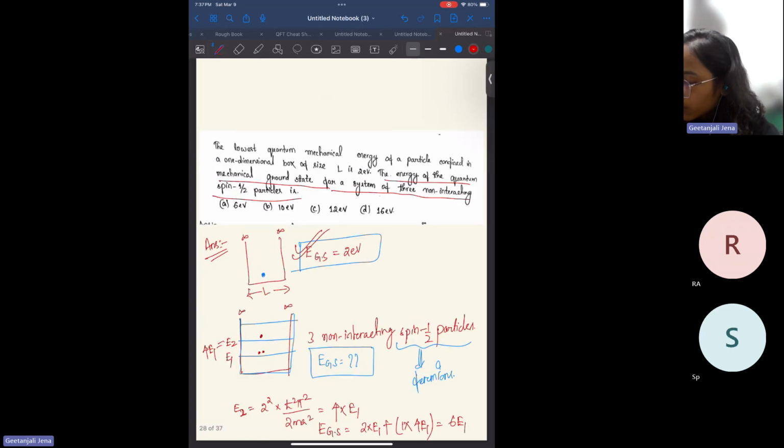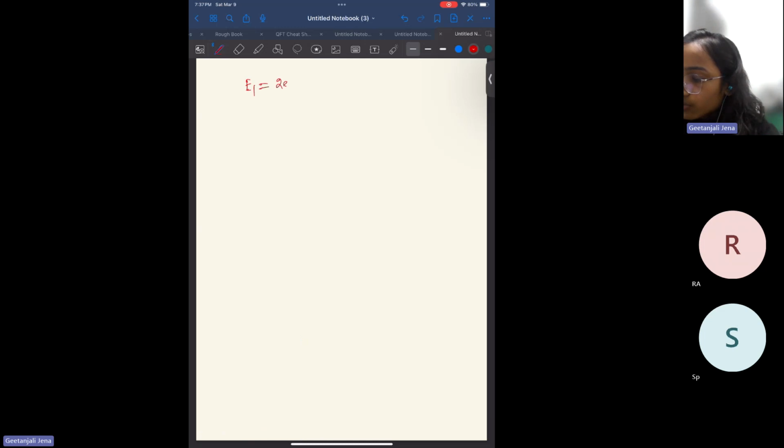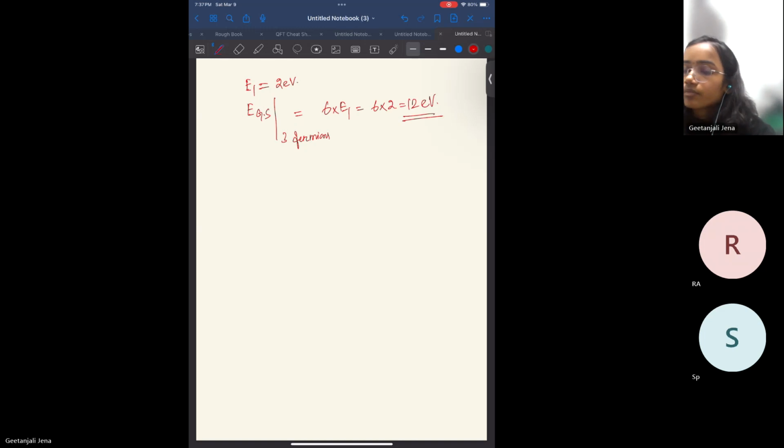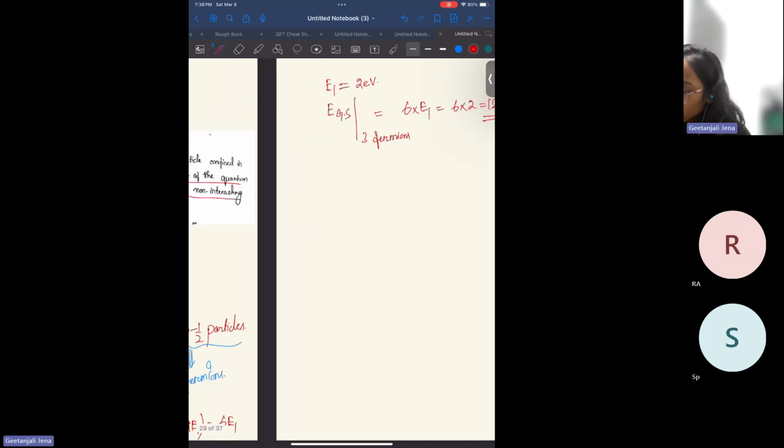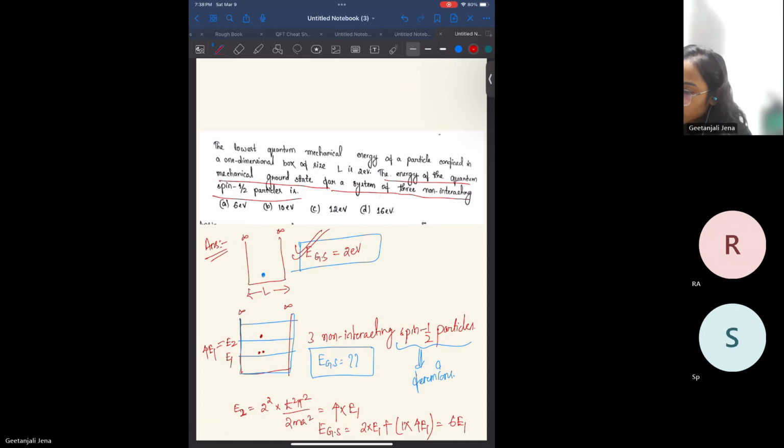So E1 given, it is 2 electron volt. So that means the ground state energy of the 3 non-interacting fermions will be 6 times E1, which is 6 times 2, 12 electron volt. So the answer will be 12, which is C.